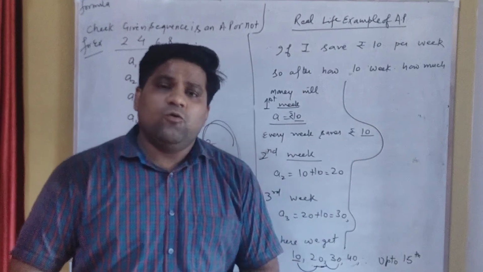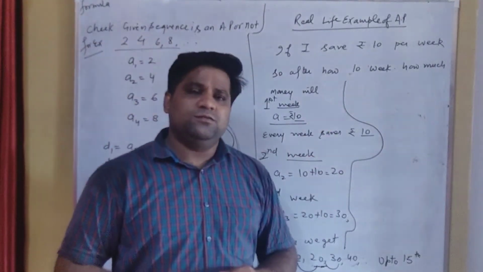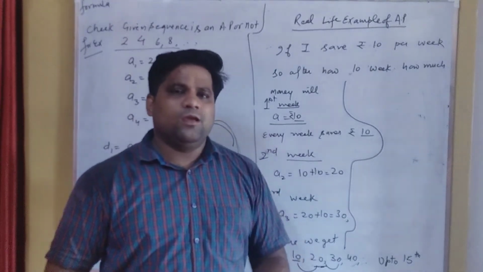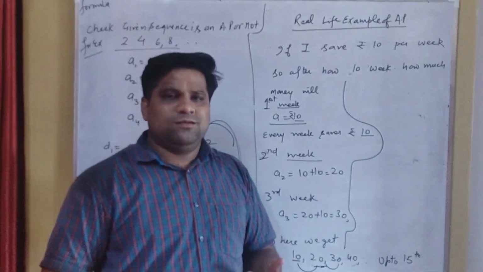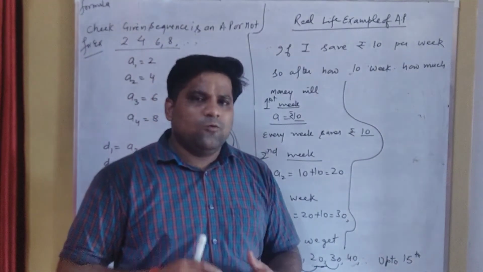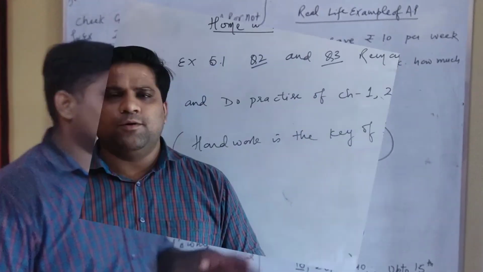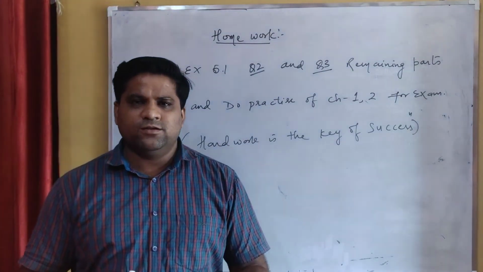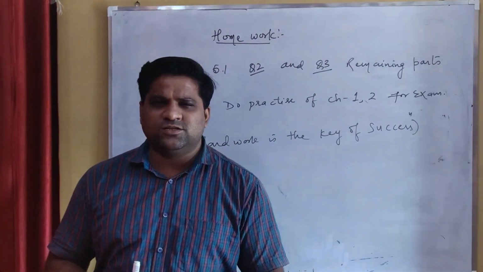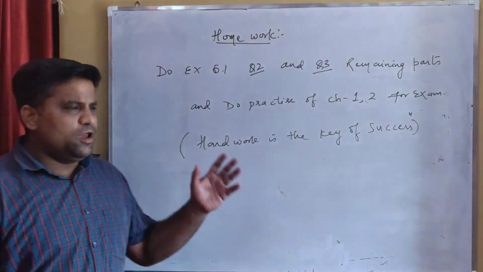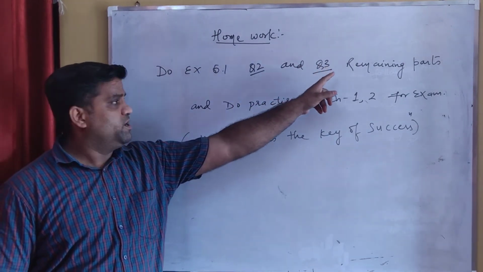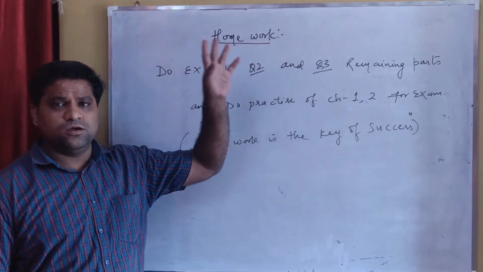So this is a real life example: if we save money in some pattern, we get an AP. This was about what arithmetic progressions are, and on the basis of it we have done one or two questions from Exercise 5.1. Please do the homework: Exercise 5.1, the remaining parts of question number 2 and question number 3, for a better understanding of the concept.